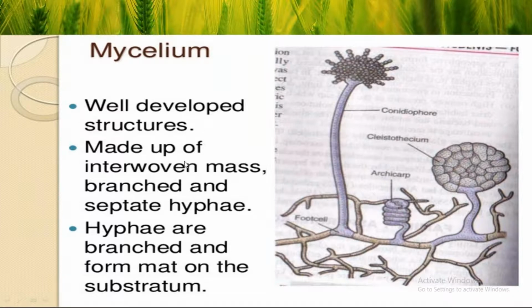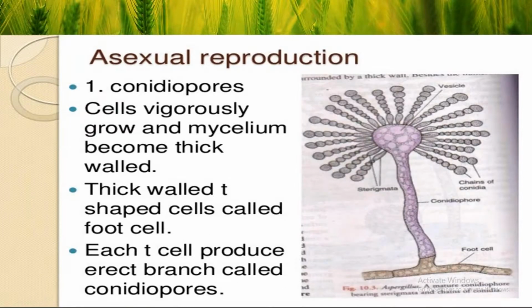So the mycelial structures are made up of an interwoven mass of branched and septate hyphae. These hyphae are branched and form a mat on the substratum. So on whatever structure it is growing, like bread or any other substance, it will grow. Some of the hyphae lie superficially upon the substratum, and others penetrate deeply into the food and form the mycelium. We are more interested in the asexual reproduction because that is the thing which you will see under the microscope, which I will be showing you.